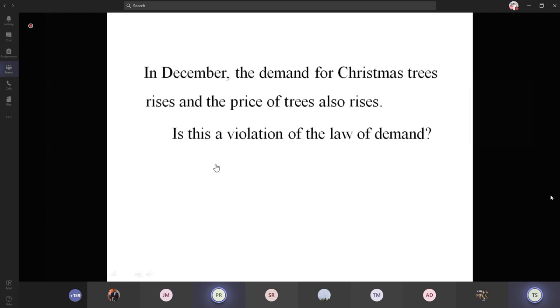First, you have to determine the type of the commodity, whether it's a normal commodity, a necessary commodity or a luxury commodity. Then only you have to decide whether it comes under a violation or an exception of the law of demand. And which type of commodity is this? Christmas trees? Luxury. Festival.